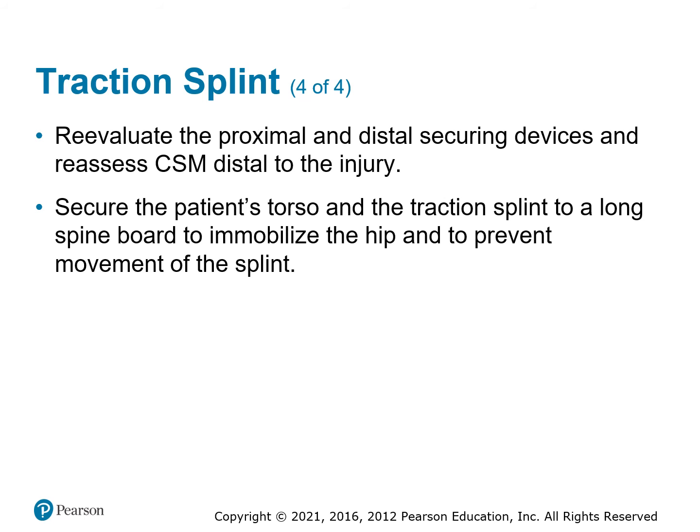Once you have that splint in place, make sure that you reevaluate the proximal and distal securing devices and reassess the CSM distal to the injury. You will want to keep an eye on this throughout your transport to make sure that it doesn't come loose and the traction becomes less. Secure the patient's torso and the traction splint to a long spine board to immobilize the hip and to prevent movement of the splint. So basically you're going to put this patient on a long spine board so that way everything stays locked in as one unit.